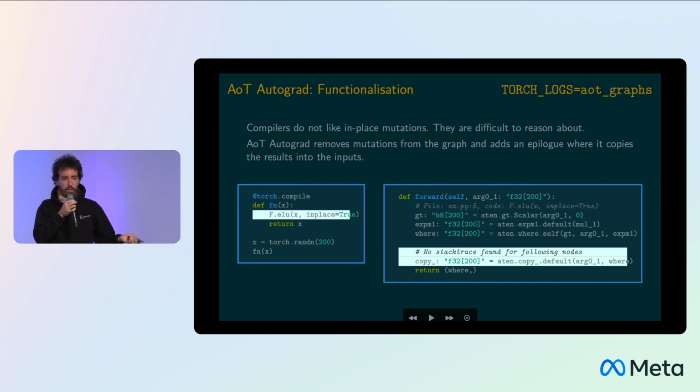That's the upper graph that we see there. It's what we call the functionalized graph, and it's the part that will be compiled. Then at the end, we add a few copies that will not be seen by the compiler. They will just become part of the final program.